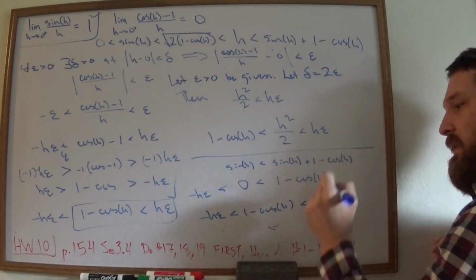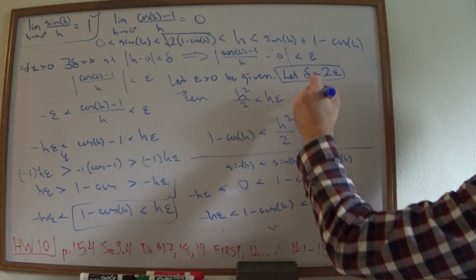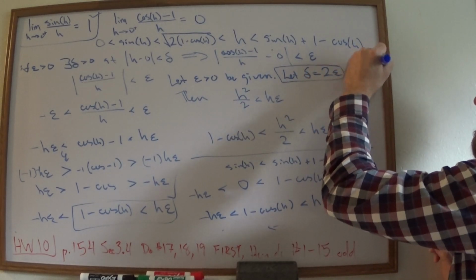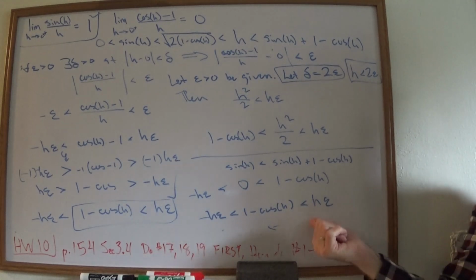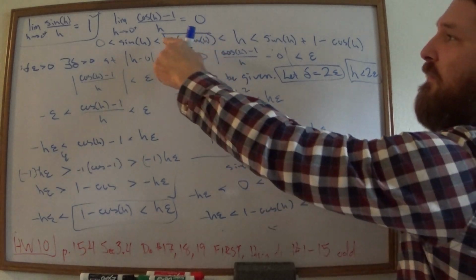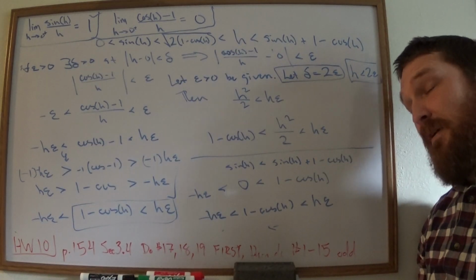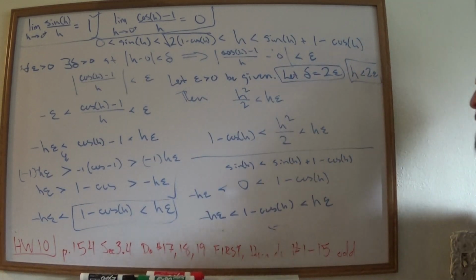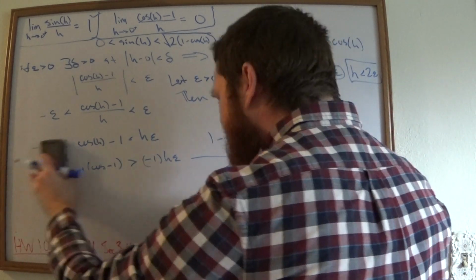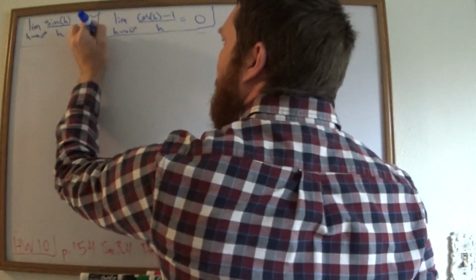But it's also smaller than h times epsilon whenever h is less than 2 epsilon. Okay, then we just work our way backwards and say, boom, there it is. So, therefore, this is true. Everybody got it? All right. Do you believe me? Have we done this? Yes. We've proven this rigorously. We use the rigorous definition of a limit to prove these two limits right here.